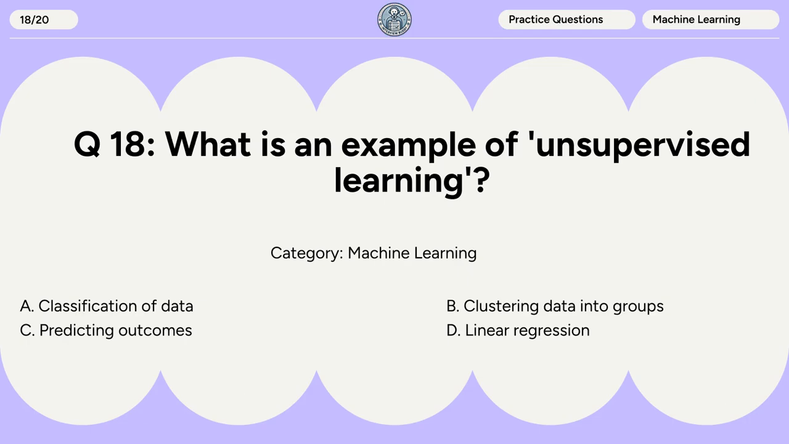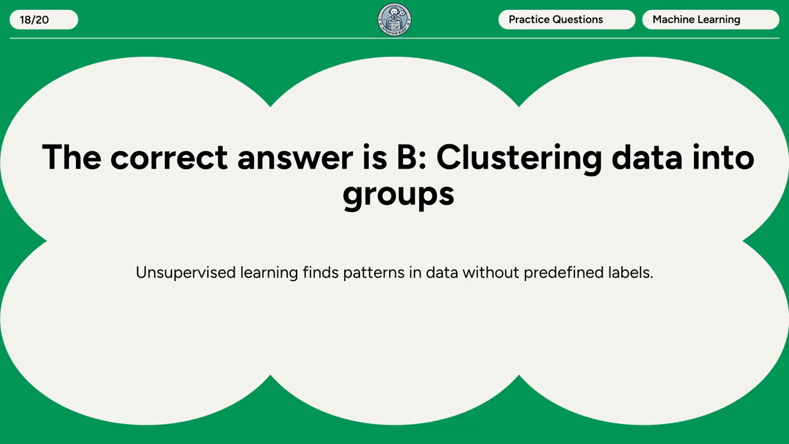Question 18. What is an example of unsupervised learning? A. Classification of data. B. Clustering data into groups. C. Predicting outcomes. D. Linear regression. The correct answer is B. Clustering data into groups. Unsupervised learning finds patterns in data without predefined labels.